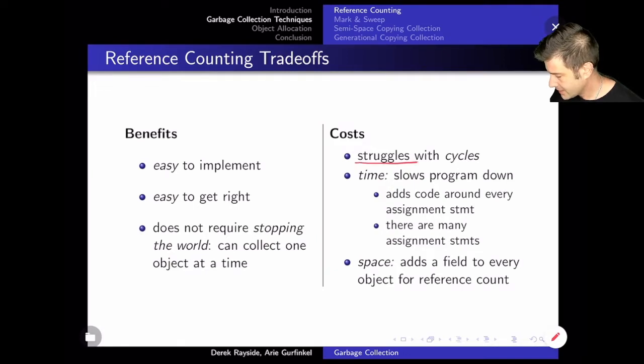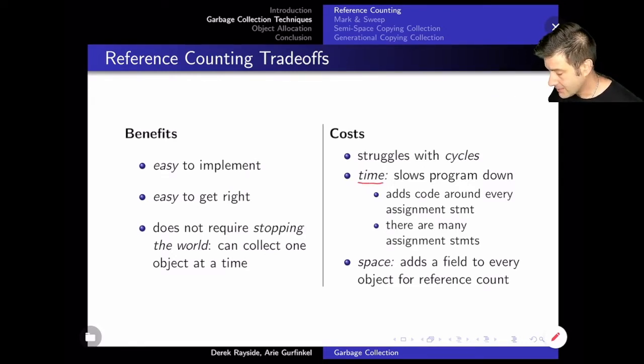The cost is we are not allowing cycles in our data structures. And this is not something that a compiler can easily point out to a programmer. So it's up to the programmer to ensure that whenever they create their data structures, they don't have circular pointers.